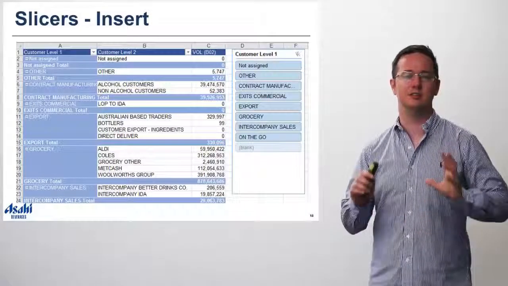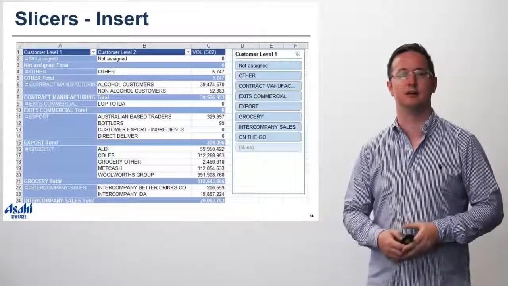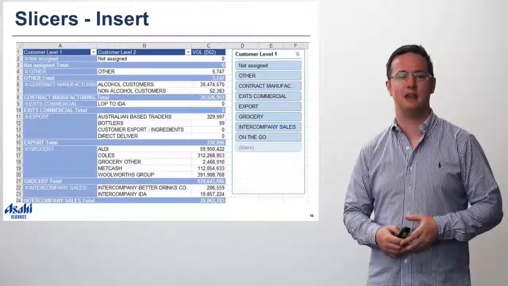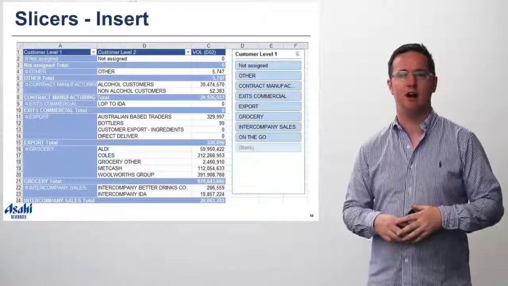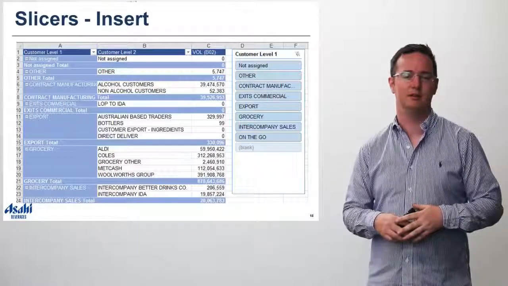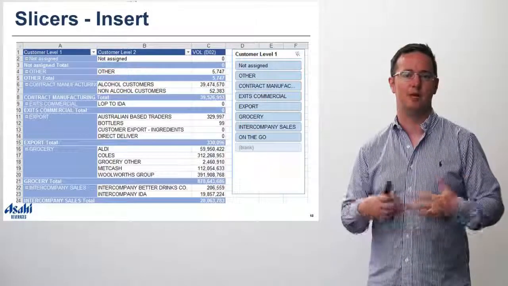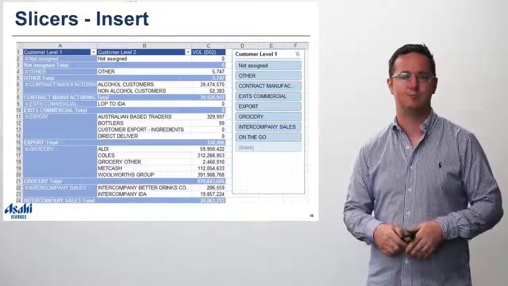Pivot table slicers. So this is a much easier way to filter because it lets you select the data that you see in the filter box. As you can see here on the right, I've got a customer level 1 slicer, and we're going to insert this and see how it works.